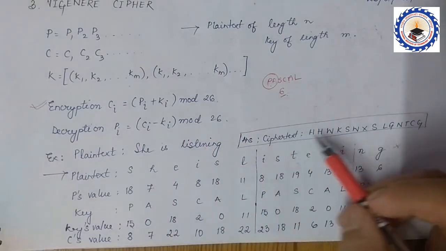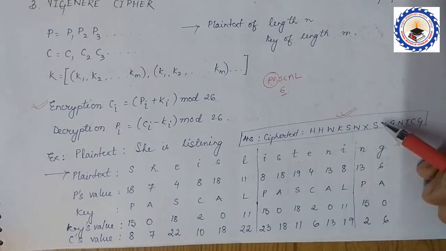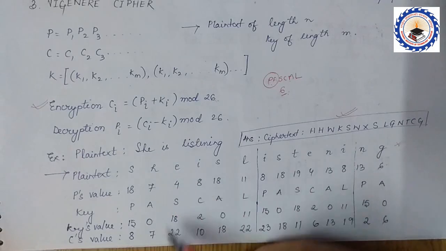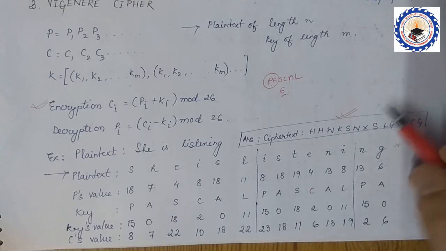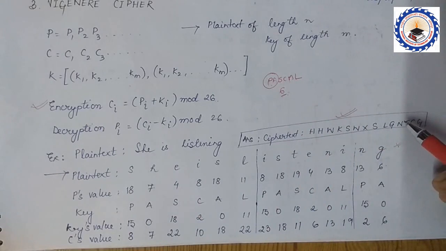Then you can convert them back into the given ciphertext letters. From the index values, convert back to letters. Here, the given plain text letters were converted to index values, and from the final C's values you convert back to the letters, the ciphertext. So in this way we get the ciphertext in the Vigenere Cipher.